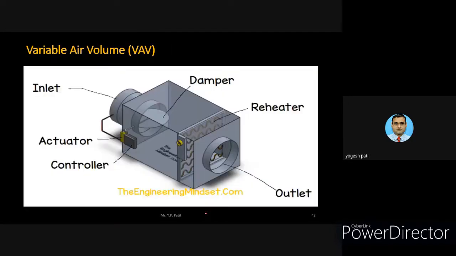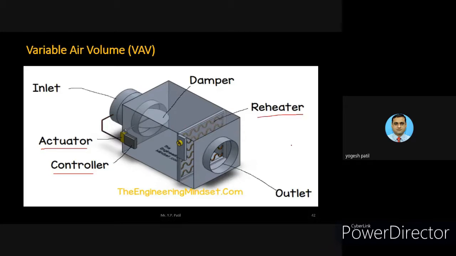So this is the actual diagram. You can see this damper very clearly in this particular slide. And here there is the actuator. The input to the actuator is given by the controller, and the input to the controller is from the thermostat. You can see here it can adjust the amount of air inlet coming from the duct. And here you can see, if required, there is a reheater also.